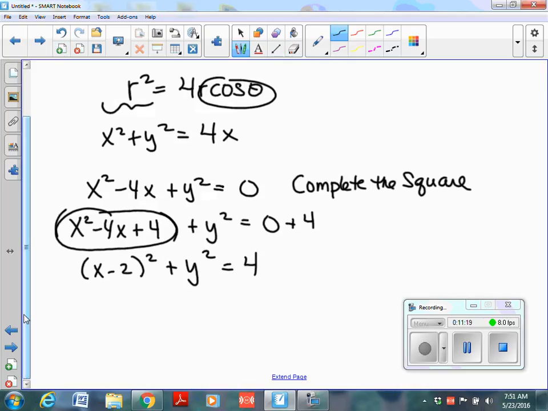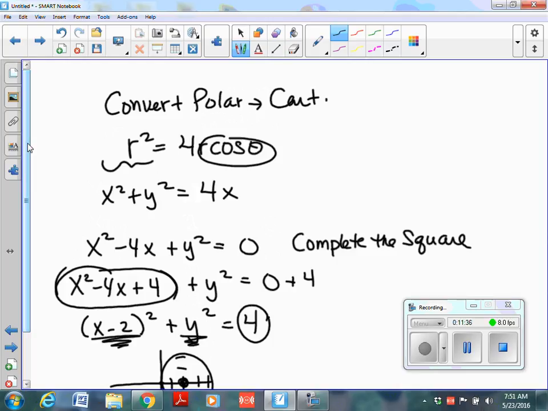If I wanted to graph this now, this is a circle formula. I'm going to go out 2, nowhere on the y-axis, so that's the center of my circle. And since this is a 4, you're going to go up 2, right 2, down 2, and this is what it would look like. If you don't remember, I'll give you the equation of a circle. I'll put it over here.